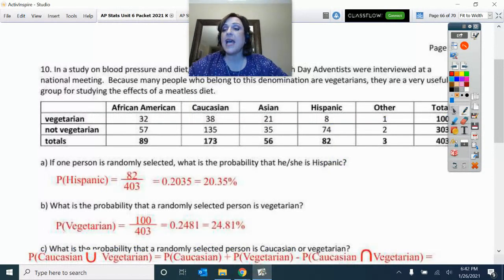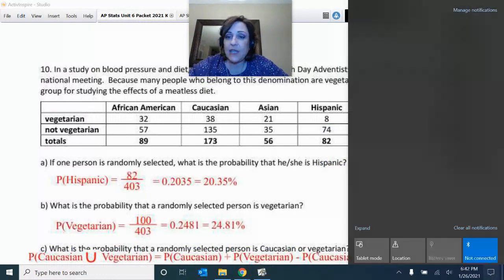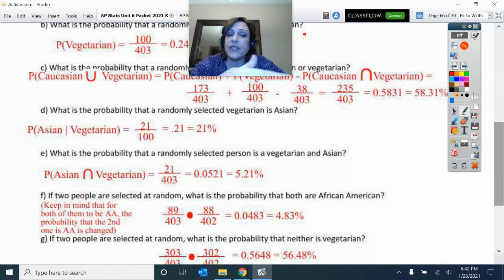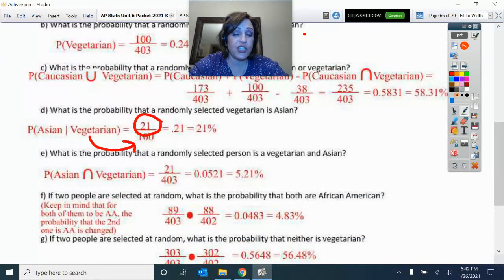Okay, so here that's what we saw with C was that A or Caucasian or vegetarian. Here is A out of the vegetarians, this is the Asian vegetarians. And then out of everybody, Asian and vegetarians.